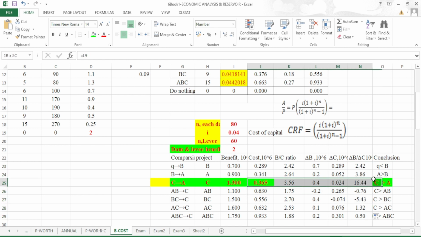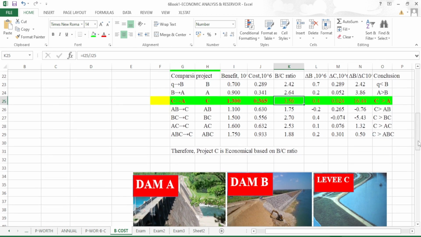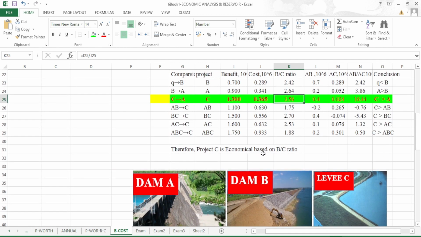So as you see, the highest value is 16.44 for change of benefit per change of cost, right? And the maximum benefit-cost ratio is 3.56. Therefore, project C is economical based on the BC ratio.